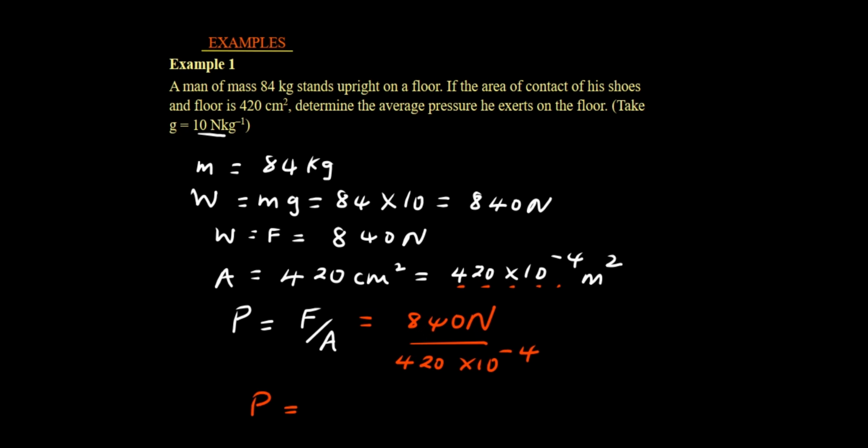Pressure is equal to, when you key in the whole of that into the calculator, ensure that the force is in newtons and the area is in square meters, which are the SI units, so that our final answer can be in pascals. The answer is 2 times 10 to the power of 4 pascals. You can also say Newton per square meter.